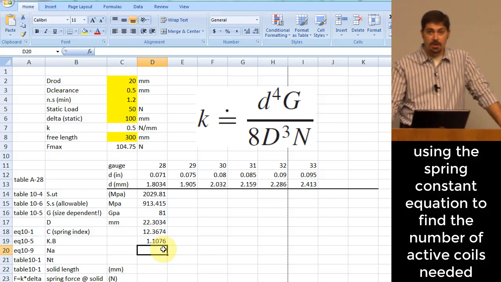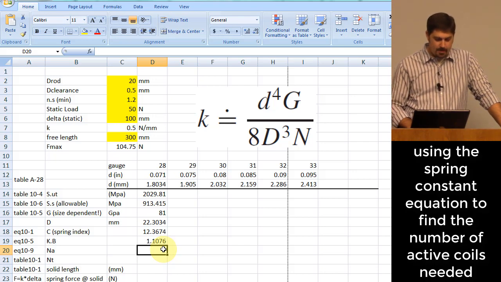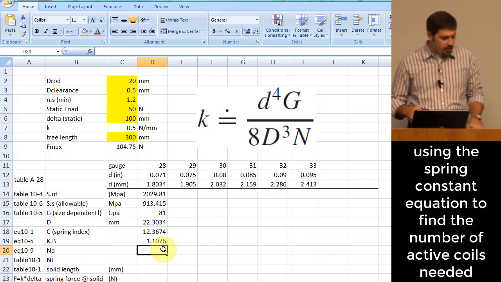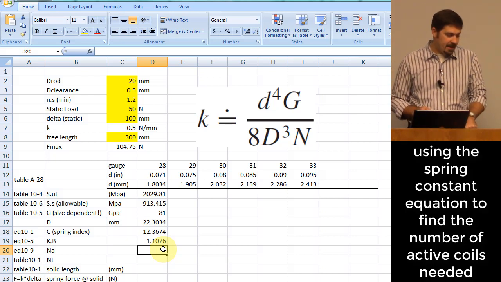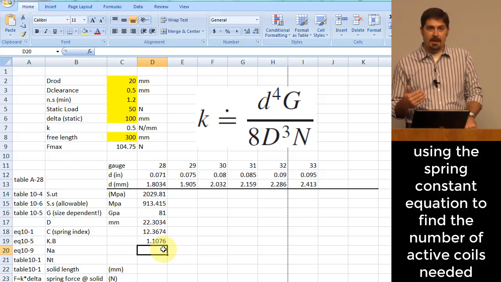Okay, the only thing that we don't know in that equation is the number of active coils. Everything else we've now specified for this problem. And so what do we do to find that N? Well, we can rearrange that equation just a little bit. Really, all you got to do is multiply both sides by N and divide both sides by K.